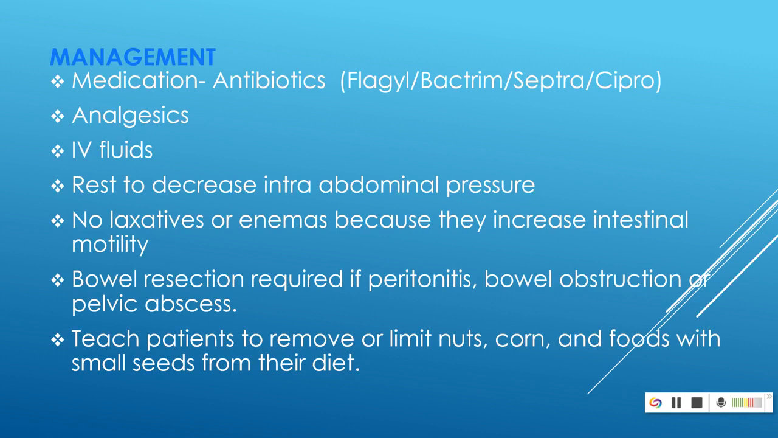Bowel resection required if peritonitis happens. So if we have a diverticulum that ruptures and we're leaking stool contents out into the peritoneal cavity, we've got to go in and cut that section of colon out to stop the leaking of the feces into the peritoneal cavity. Teach patients to remove or limit nuts, corn, and foods with small seeds from their diet. Your ATI book also has a section over diverticulitis, and they have a list of foods to avoid.